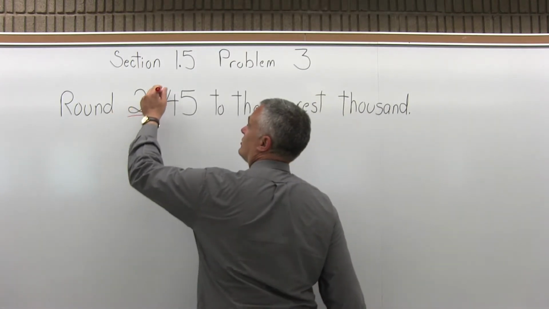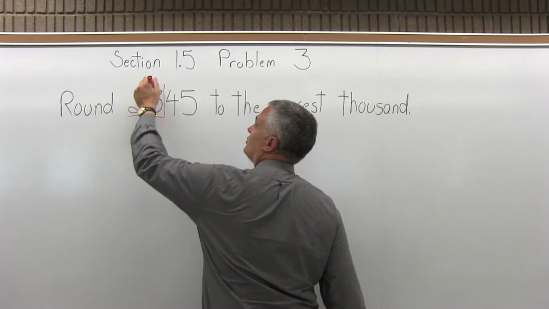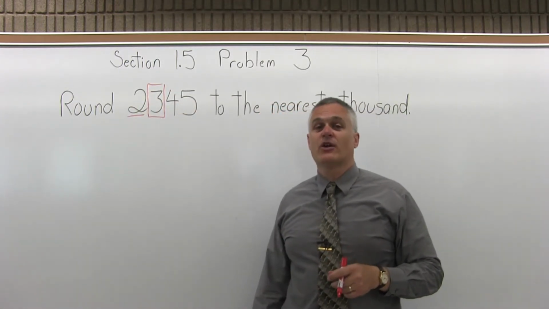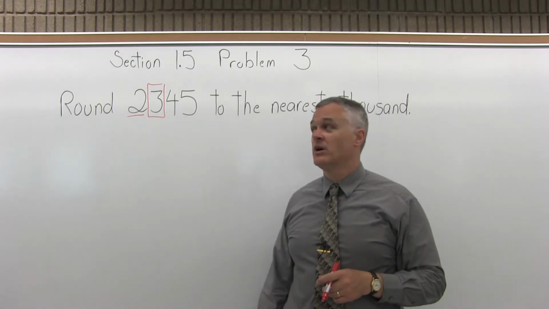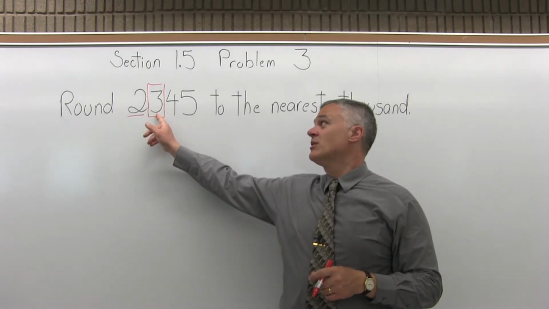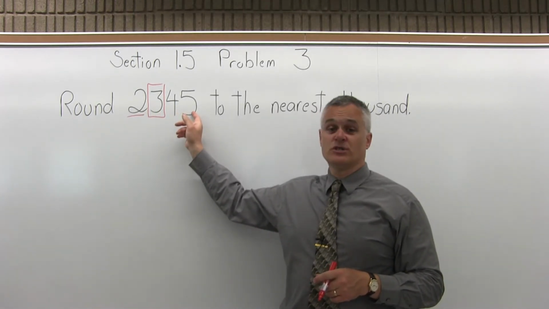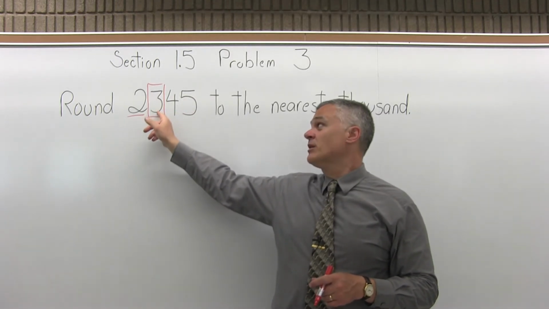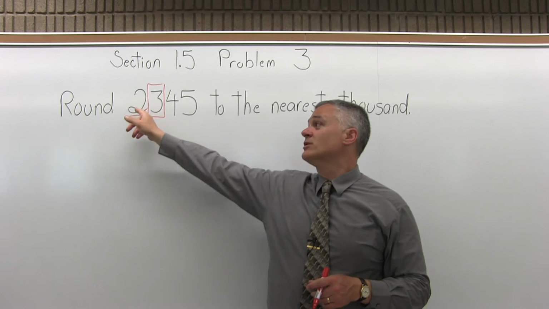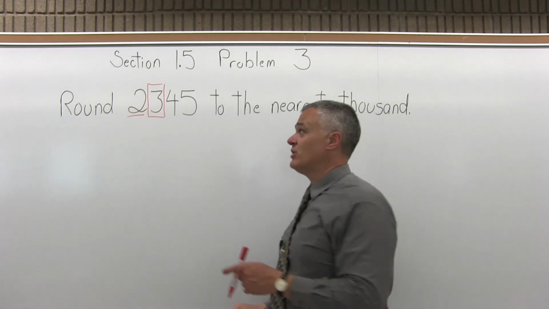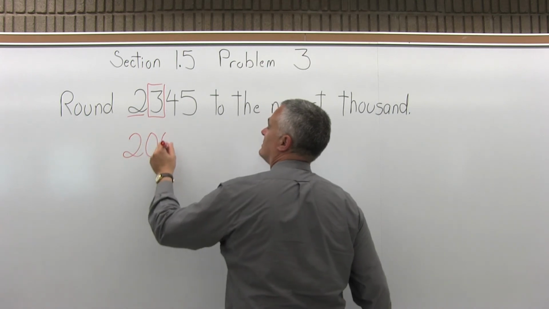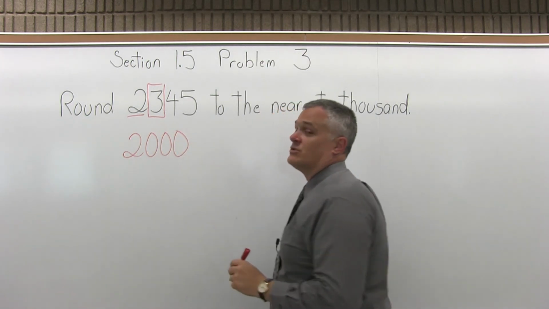So now what we do is look one digit to the right, and I see that that 3 falls in the category of being 0, 1, 2, 3, or 4. So it is turned into a 0, and everything else after it is turned into a 0, and the 2 stays a 2. If it were bigger, 4, 5, 6, 7, 8, or 9, the 2 would get bumped up to a 3. But that's not the case for this problem. So rounded to the nearest thousand, the answer is 2,000.